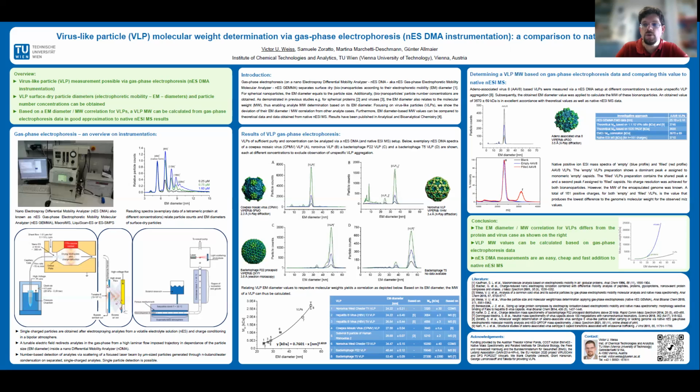So to sum up, what is possible with gas phase electrophoresis? It's possible to analyze virus-like particles to obtain surface dry particle diameters, to obtain particle numbers, and last but not least, by using such a correlation, it's possible to calculate the molecular weight of VLPs with very good values.